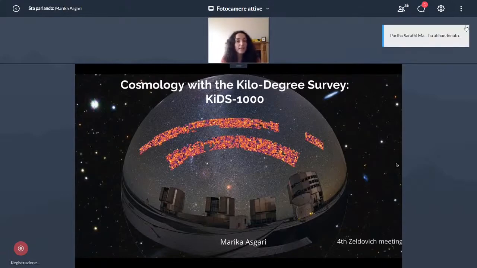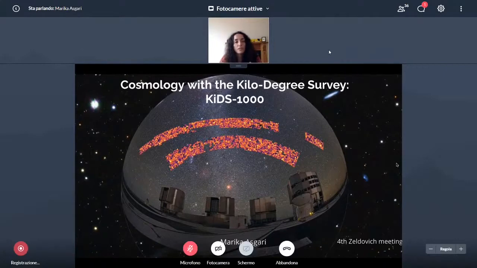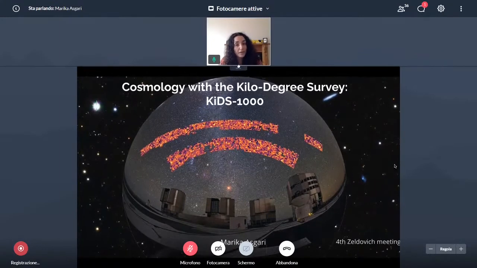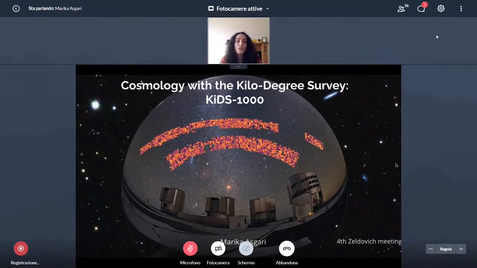The latest data that we use for this analysis covers 1,000 square degrees in the sky, shown in these two stripes. Here you can see the mass map inferred from a weak lensing signal. So this is like a two-dimensional matter distribution. What we did with this data was to use gravitational lensing and combine it with spectroscopic surveys to set constraints on cosmological parameters, assuming flat ΛCDM.